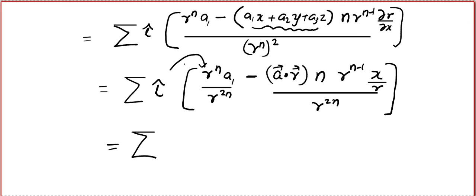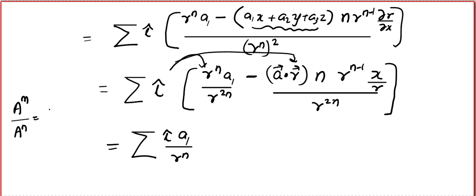Now I am going to distribute this i also. So these two will get cancelled. So we get i a1 by r power n. I hope you remember a power m by a power n is a power m minus n. Or it can be written as 1 by a power n minus m, if you want to keep this in the denominator. Anyway, I want it in the denominator, so I did 2n minus n.